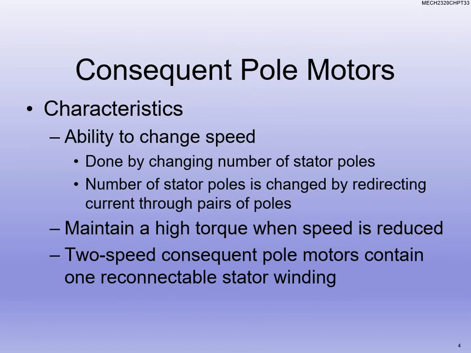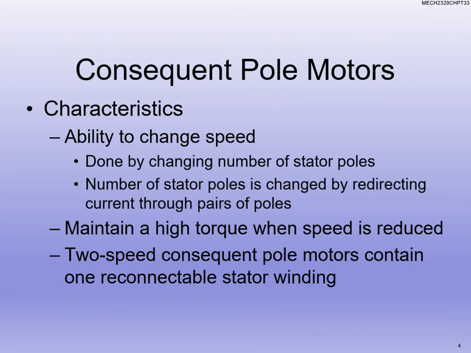Okay, so what's the point of a consequent pole motor? Changing the frequency of the applied voltage and being able to change the number of stator poles per phase. Those are two of the key characteristics that we're going to be talking about. Why is that? Because that's our ability to change speed. So consequent pole motors, it's so that we can change speed, and also maintain a high torque while the speed is reduced.